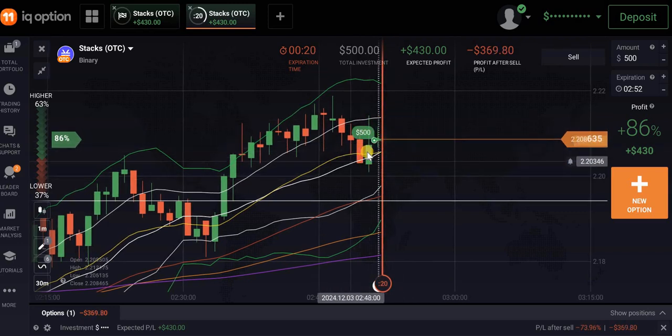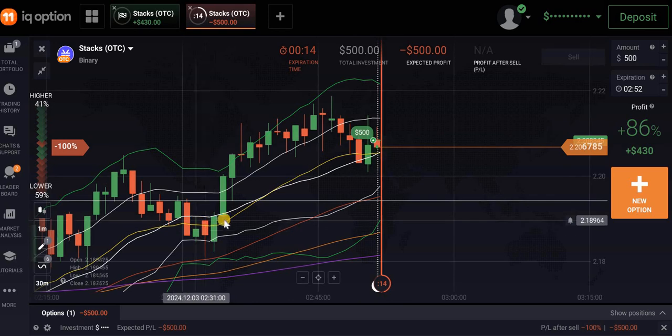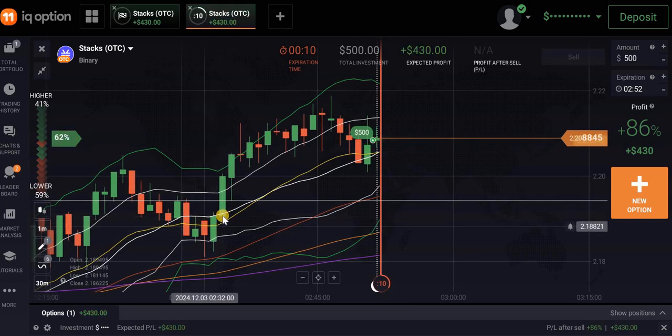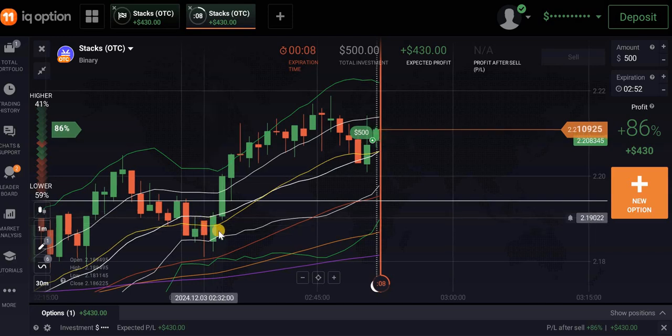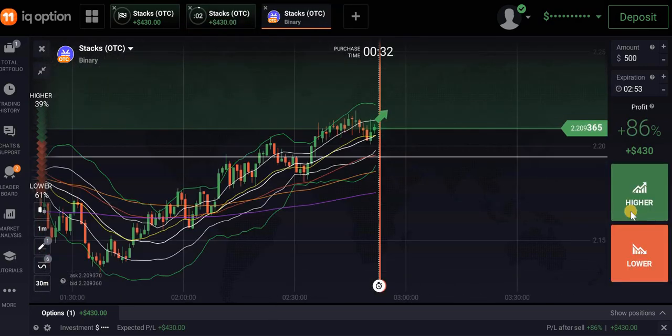Why am I doing this pullback trade here? Because if you come back, you see that the first form of buying pressure happened at this same place in the market. So when the market comes back to this same place, what do we do? We do a call trade. So let's wait and see.